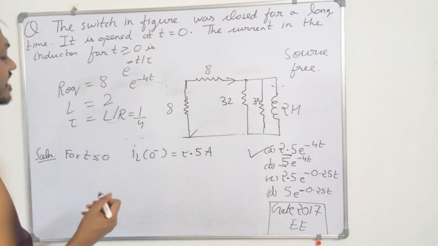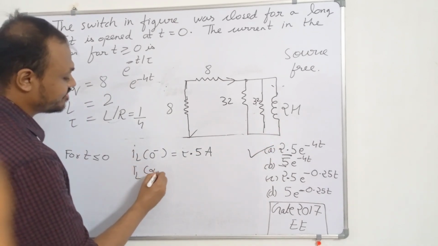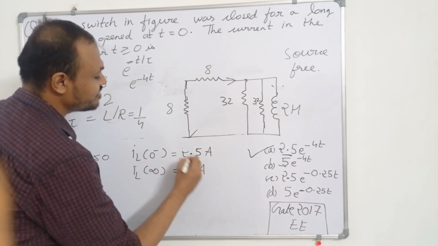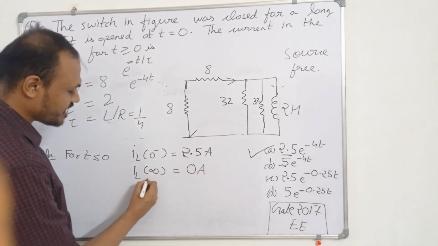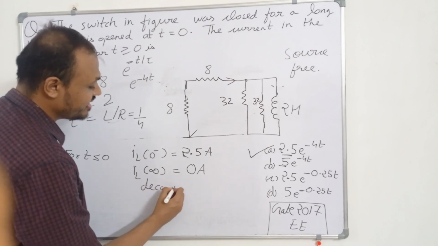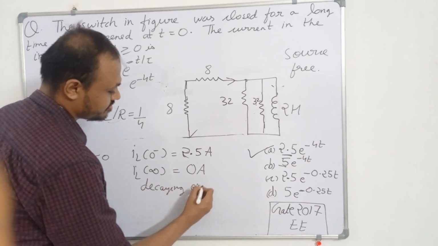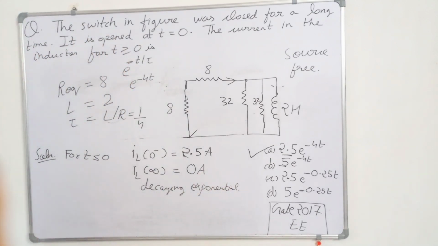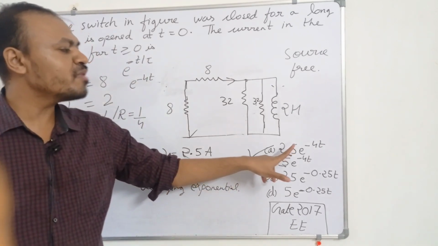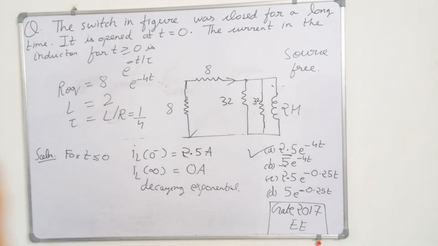Because IL at t equal to infinite, the current will be 0 ampere in this circuit because it is a source free circuit. So IL at infinite will be equal to 0 ampere. The current will be a decaying exponential, because in a source free circuit the current in the inductance is a decaying exponential. Its maximum value is 2.5, then it will continue to decay.